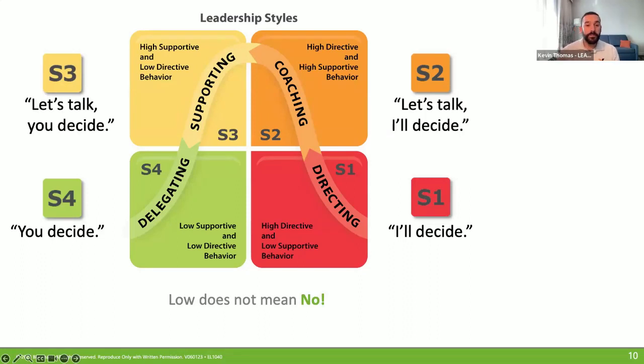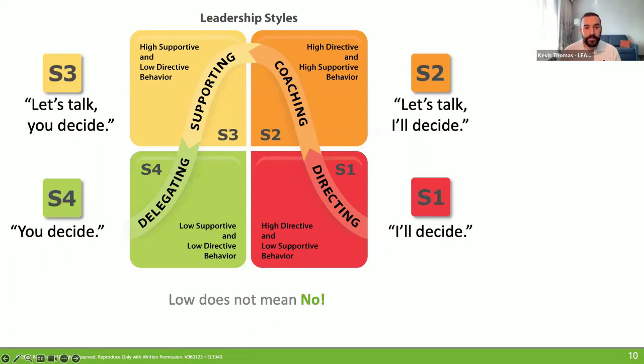In style 2, the leader and team member talk, and then the leader decides and explains why behind the decision. In style 3, the leader and team member also talk here. Together, they decide what and when, but the team member is the one who decides the how. And then lastly, in style 4, the team member takes the lead in decision-making about what, how, and when.